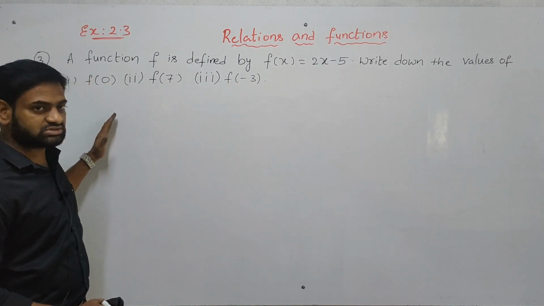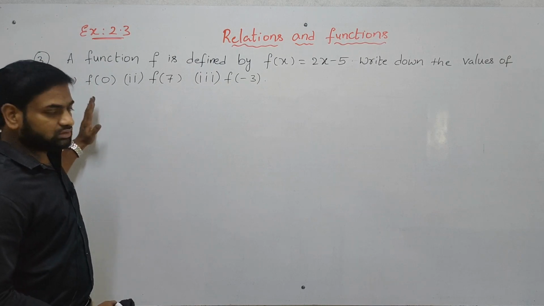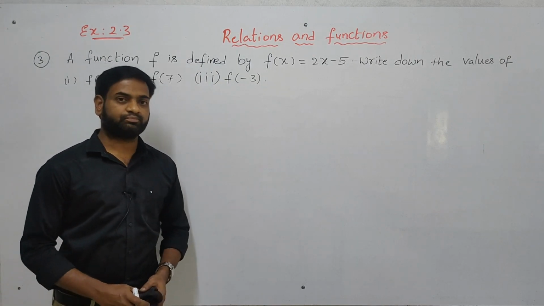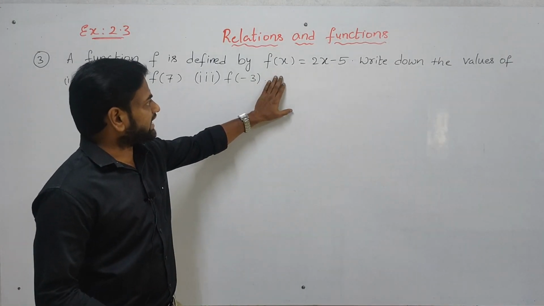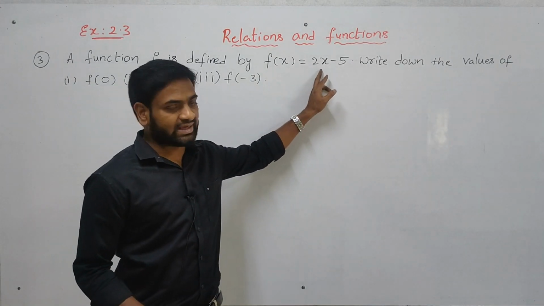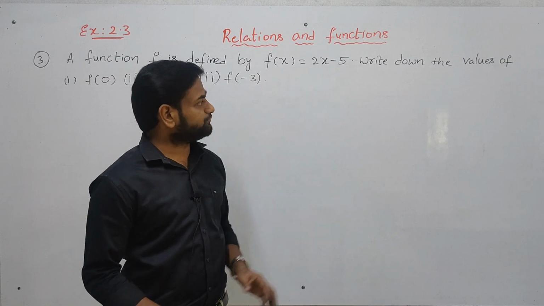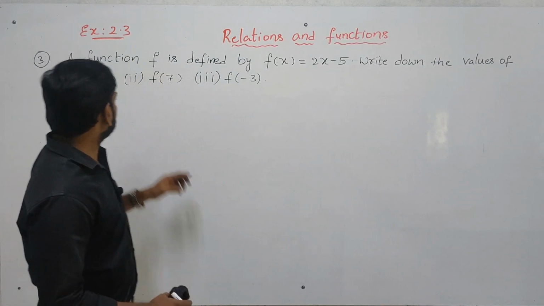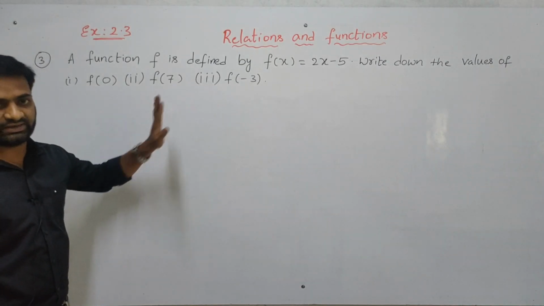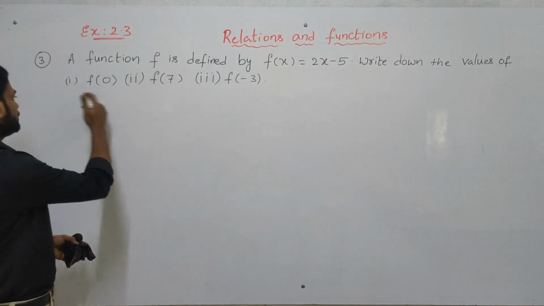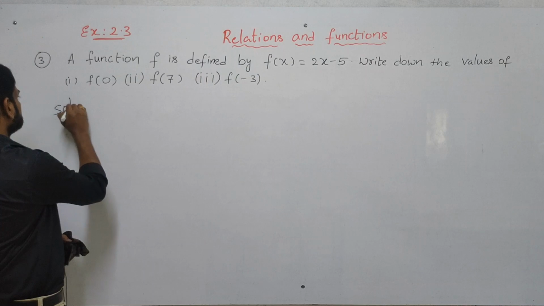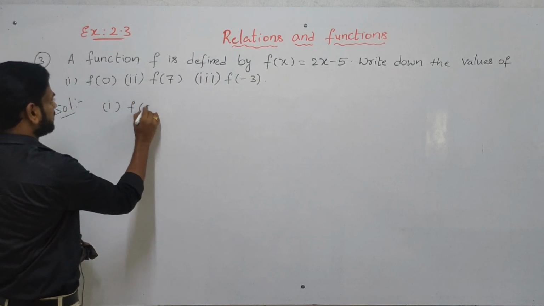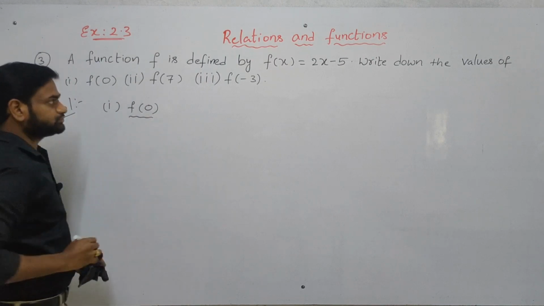See, the next problem is the third one. A function f is defined by f of x equal to 2x minus 5. Write down these values. So, solution. The first problem is f of 0.